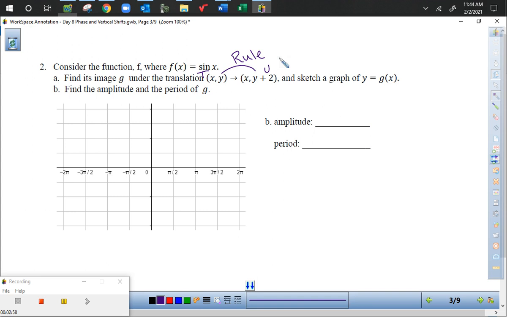What's really important for the rule, I don't care if it's the x or the y value, what you see is what you get. If you add, you go right or up. If you subtract, you're going to go left or down. We're going to use this to sketch.